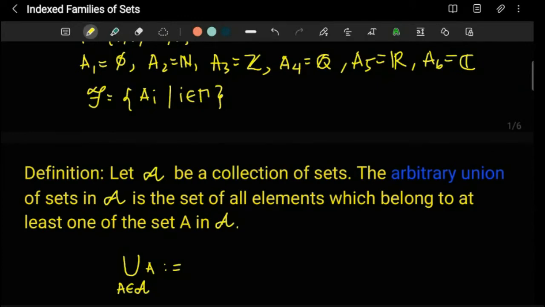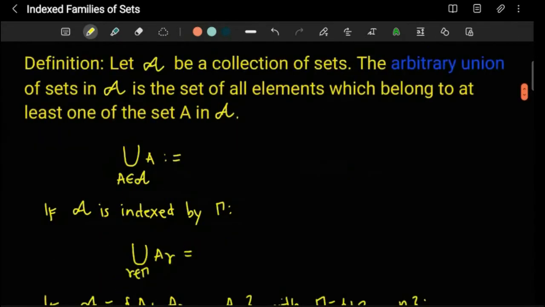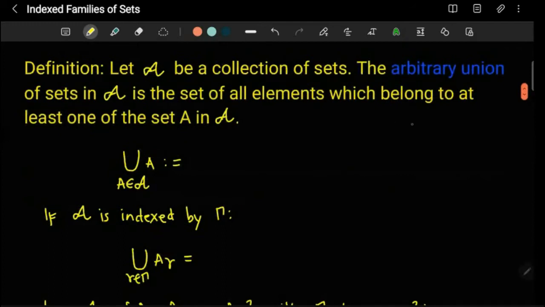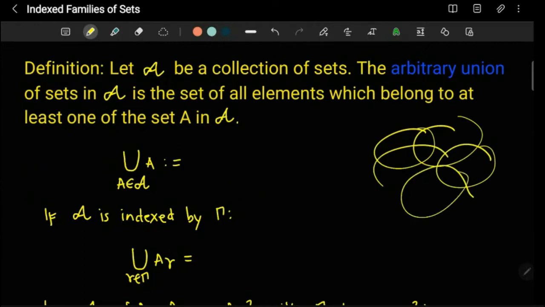So let script A be a collection of sets. The arbitrary union of sets in script A is the set of all elements which belong to at least one of the sets A in our collection A. To illustrate that in a Venn diagram, ganito lang yung nangyayari. So, meron tayong collection of sets. For example, set A1, A2, A3, yan, mga A's yan. Mga A element of the collection A.